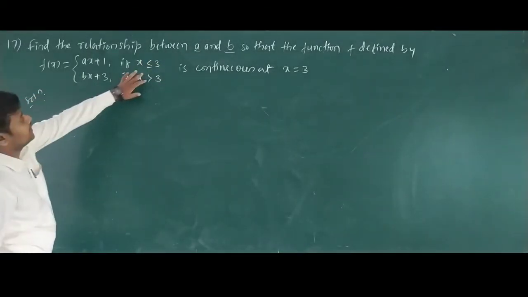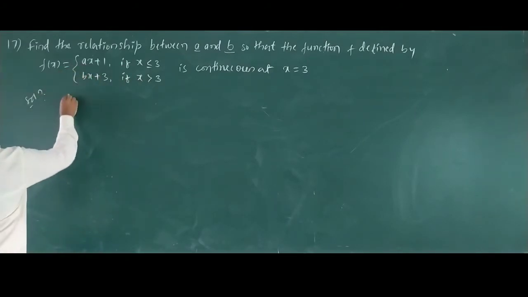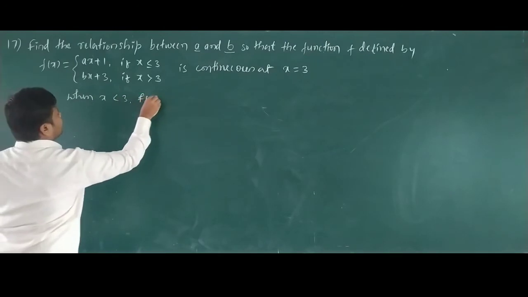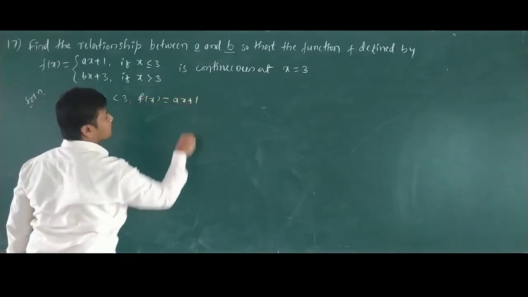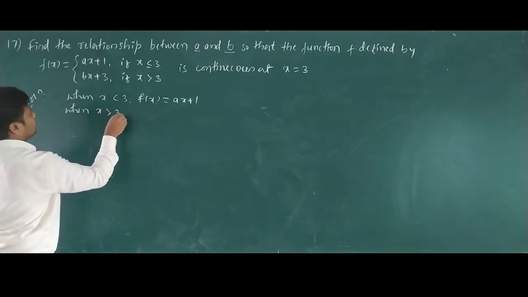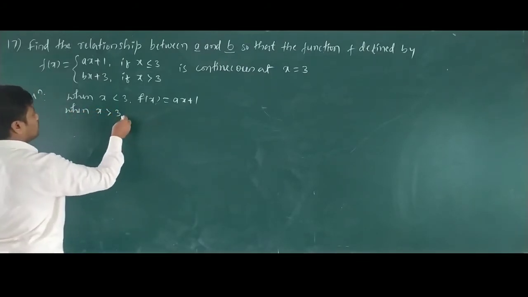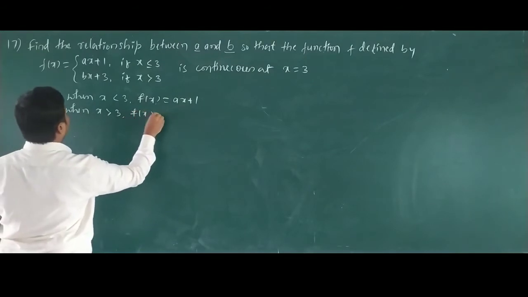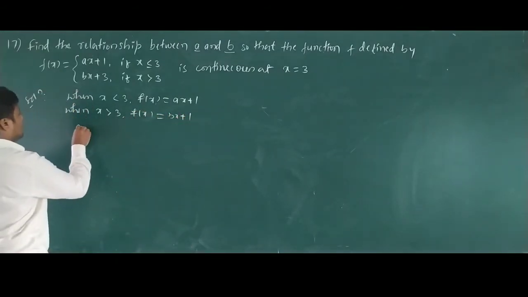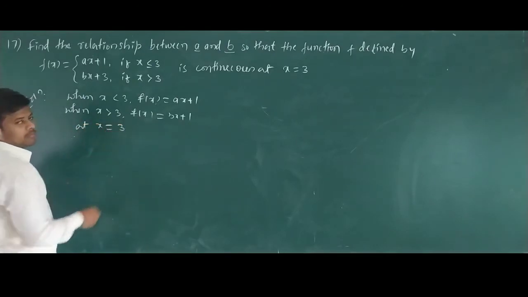For x less than 3, f of x is ax plus 1. This is a polynomial function. For x greater than 3, f of x is bx plus 3. Both are polynomial functions. Now we have to check at x equal to 3.